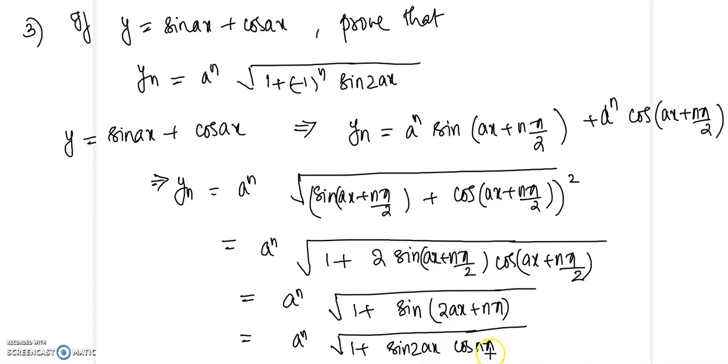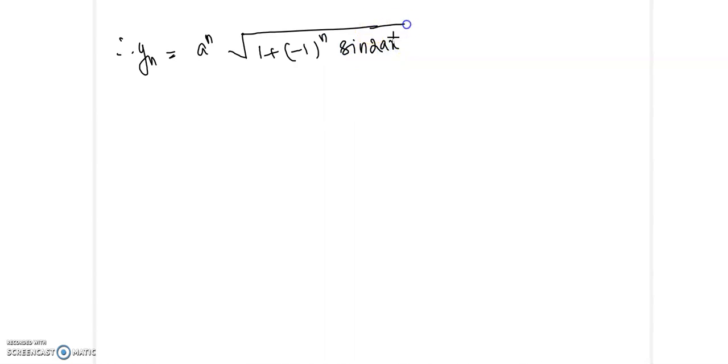So sin n pi will come. Now sin n pi is equal to 0, so this term becomes 0. And cos n pi, that will be equal to minus 1 power n. So that will give us the required value. Now replace cos n pi. So that will give, therefore yn is equal to a raised to n root of 1 plus (minus 1) whole power n sin 2ax. So that is the required value.